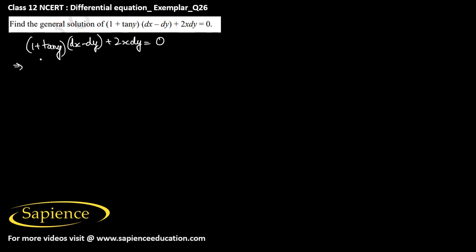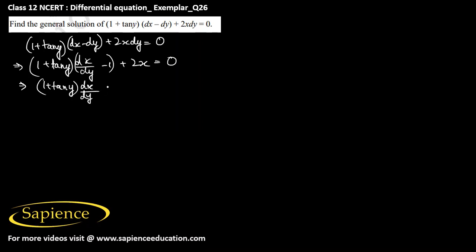So if we rearrange it, suppose we divide both sides by dy, then we will get (1 + tan y) dx/dy - 1 + 2x = 0. Then we can write it as (1 + tan y) dx/dy - (1 - 2x)... minus, this will be obviously this 1 minus of 1 plus tan y plus 2x, that is equals to 0.